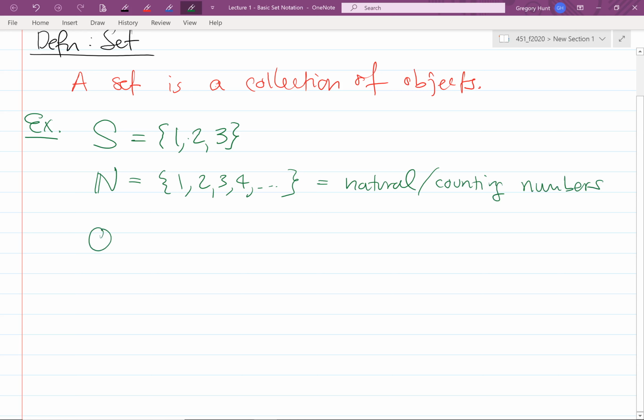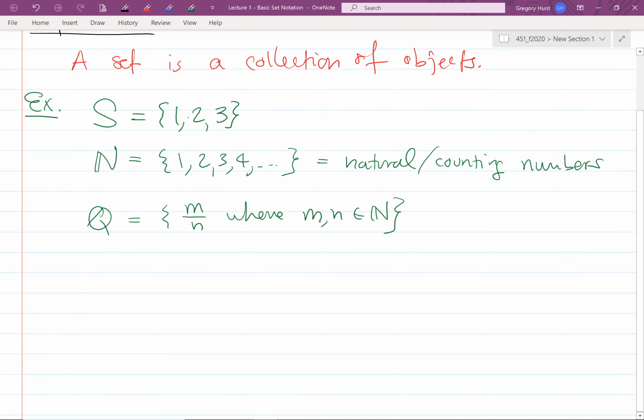I could have a set blackboard bold Q, which is m over n, where m and n are natural numbers. So this is basically the rational numbers, right? Or something akin to that.